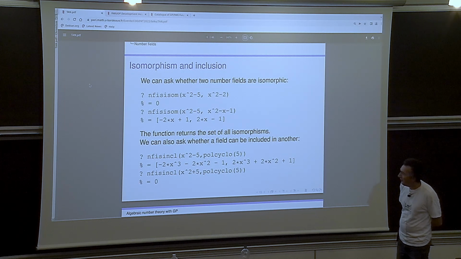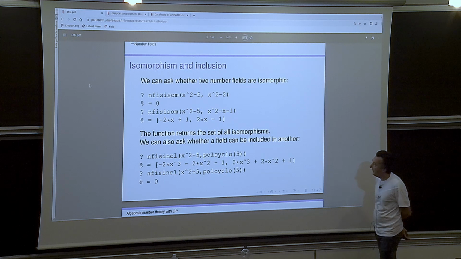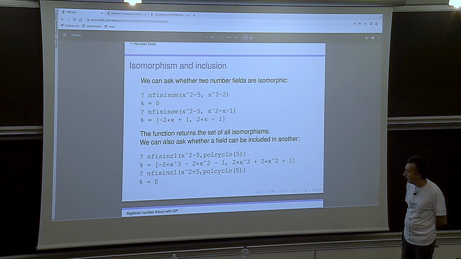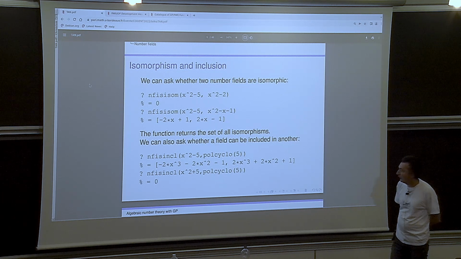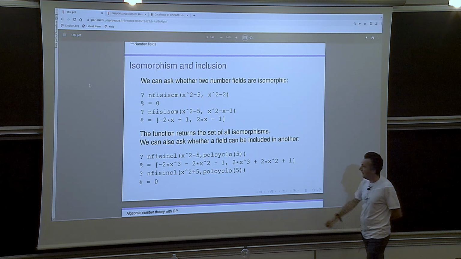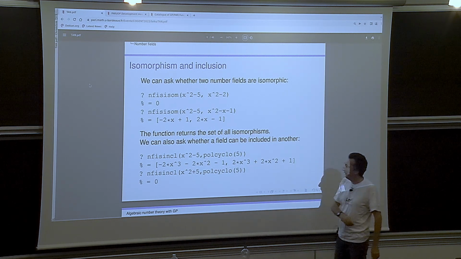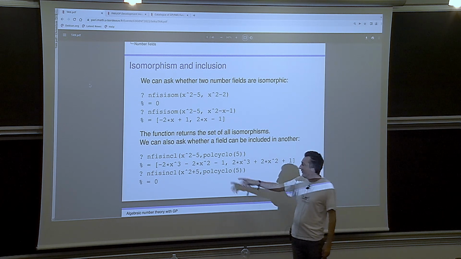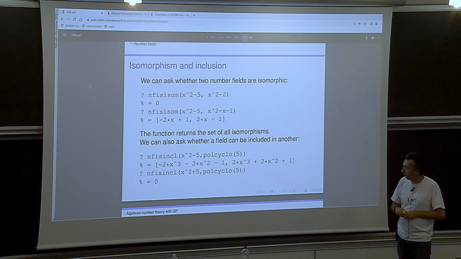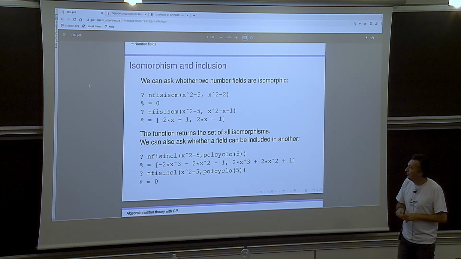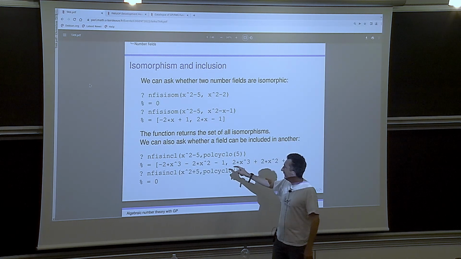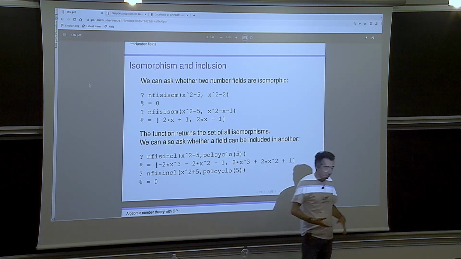There's also nfisincl. We check whether a field can be included in another. So, for example, square root of 5 is included in the 5th cyclotomic field. So that says yes, there are 2 solutions. But if you have the square root of -5, it says no, there's no solution. So what you could do is check that this quantity modulo polcyclo of 5 squared is equal to 5.